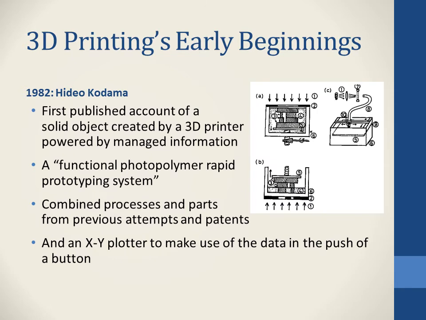Which brings us to Hideo Kodama. His process was the functional photopolymer rapid prototyping system, and it created the first printed solid model. In layman's terms, Kodama's process brings together a number of these technologies. His machine combined these concepts and processes to create a system that fabricated an object by building up a part in layers from a liquid, but used computer data and an XY plotter to do it. You know, kind of like a printer.